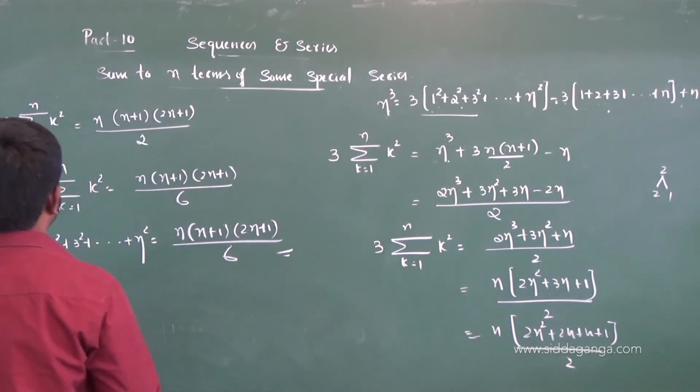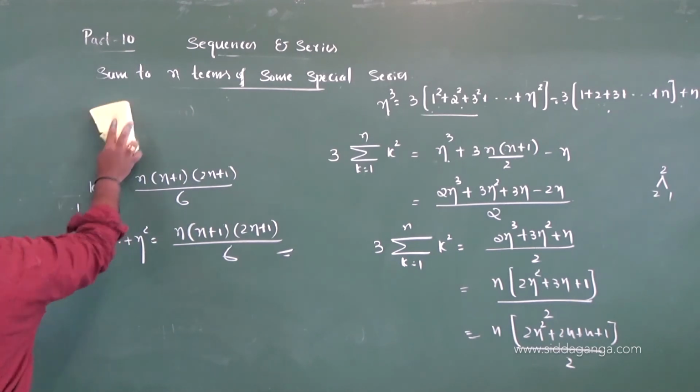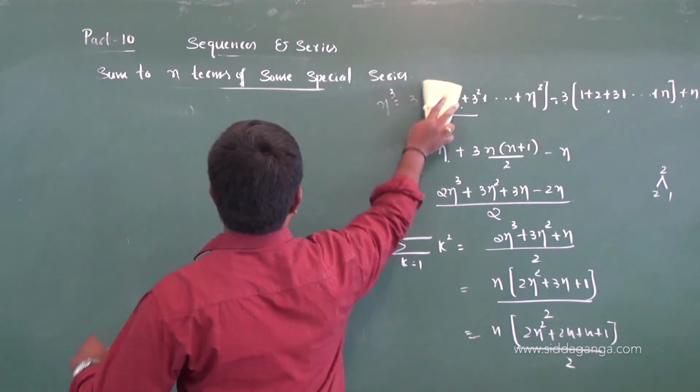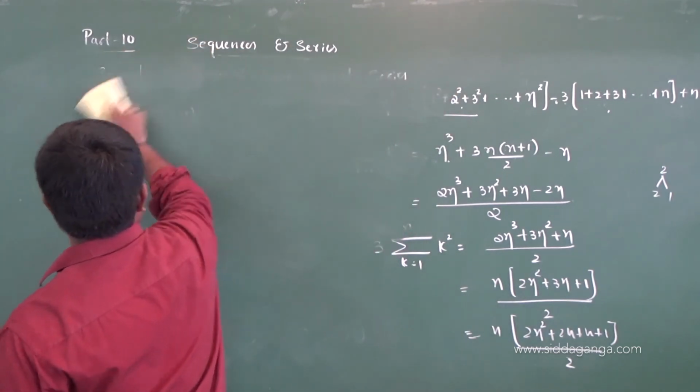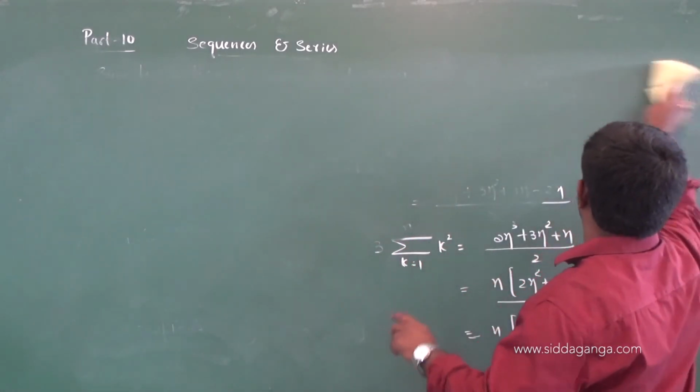So, they ask, find the sum to n terms of the series 1 square plus 2 square plus 3 square and so on till n square, okay. Question is like this, find the sum to n terms of the series 1 square plus 2 square plus 3 square and so on till n square.